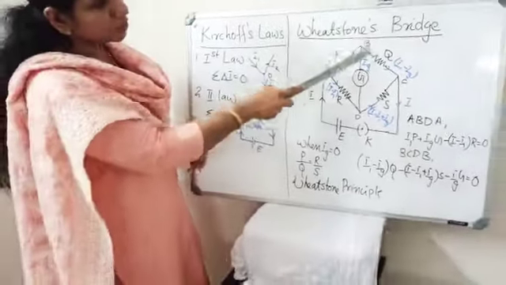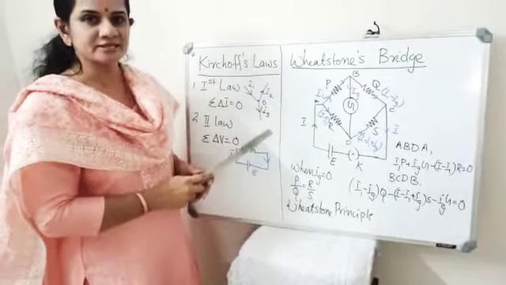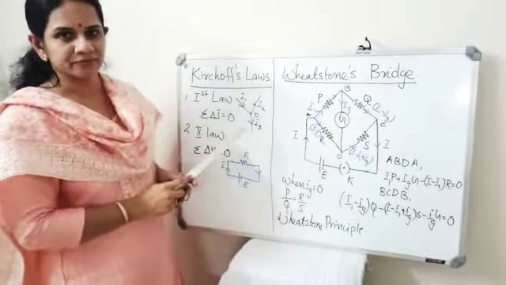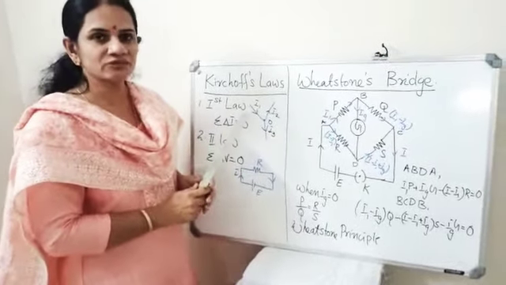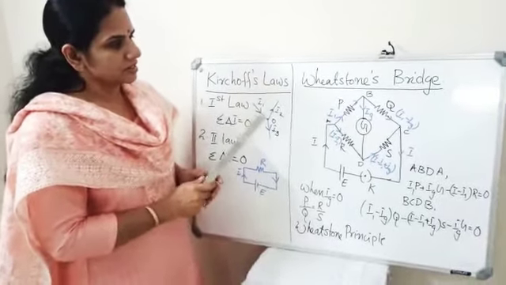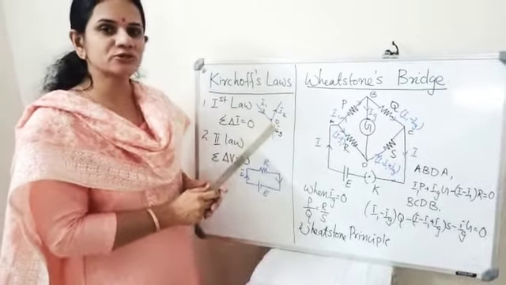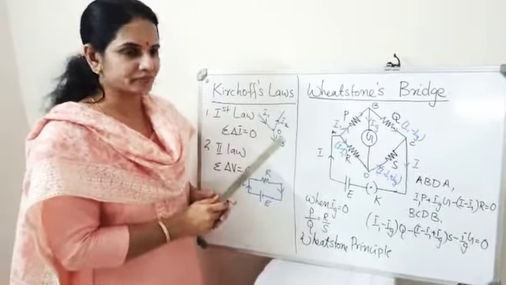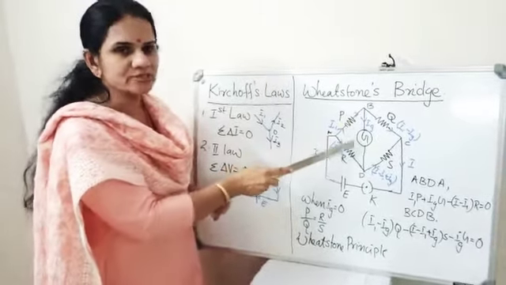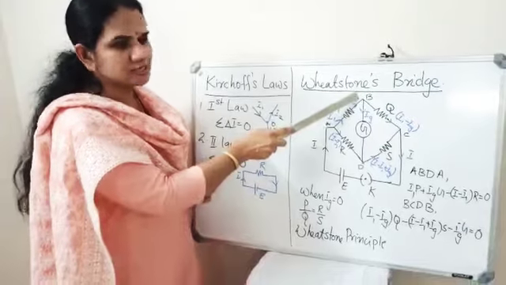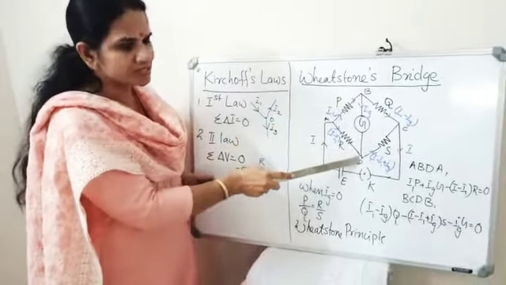Since P, Q, R and S are resistors, we can adjust the value of these resistances. So by adjusting the value of these resistances, we will get a condition where the galvanometer shows 0 deflection. That is, Ig is equal to 0. At this condition, the potential at B is equal to the potential at D.